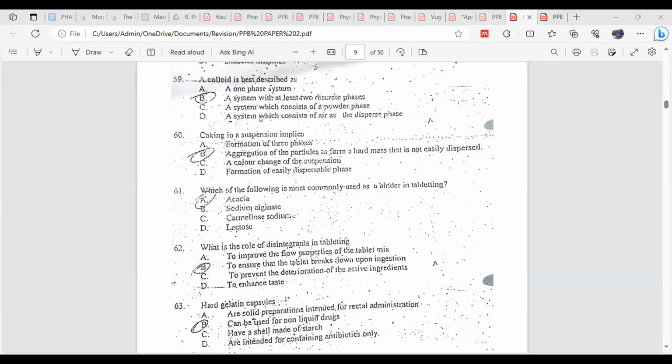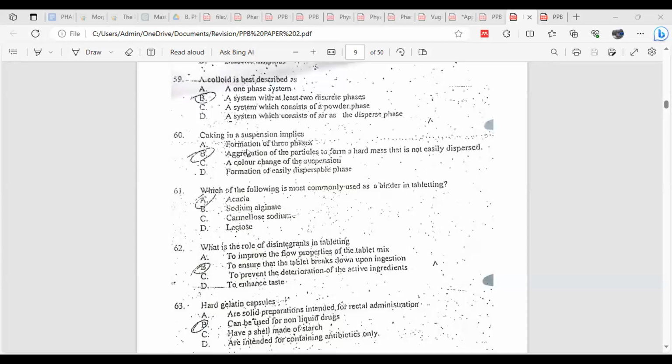A colloid has several phases. There is the dispersed phase, the suspended particles, and a continuous phase. So those are the two discrete phases. I think that's okay.